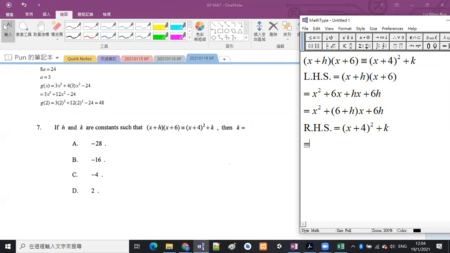Use the identity to expand the bracket: a² + 2ab + b², that is x² + 2×x×4, which is 8x, plus 4², which is 16, and then plus k. Group again: x² is just x², the x term is 8x, but the constant term is 16 + k. Then we compare the like terms. Which term is better to compare first? Compare the x terms.